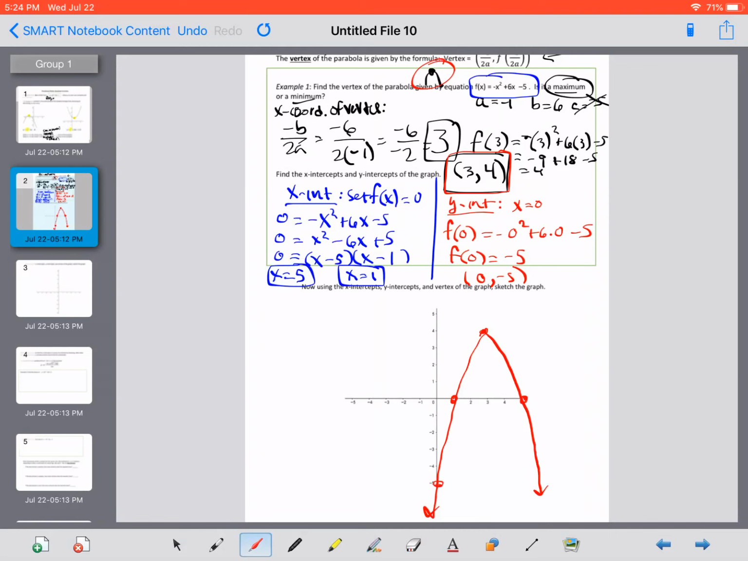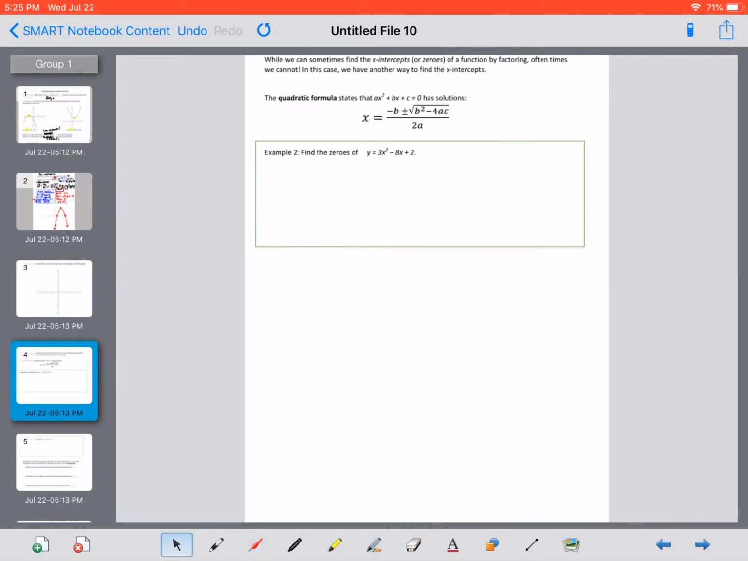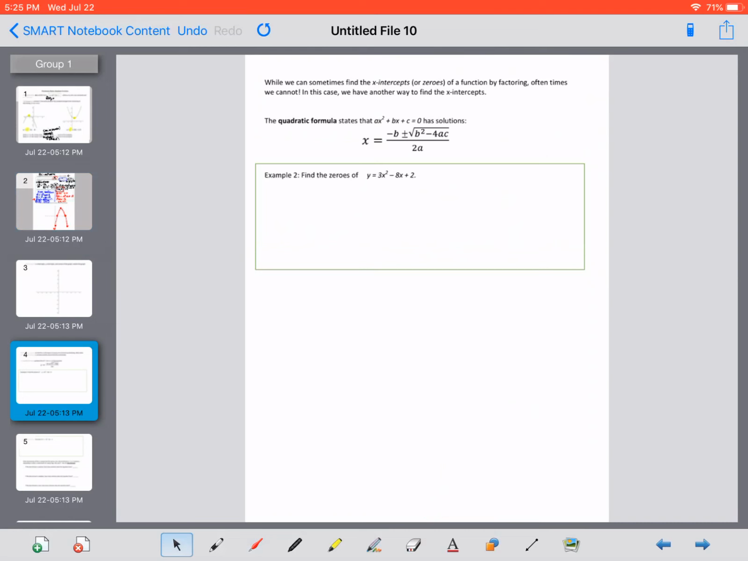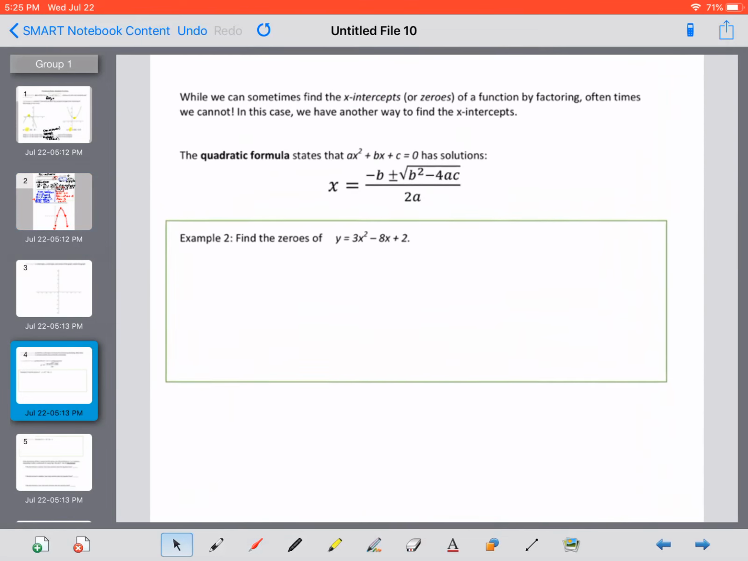Except it's not always so simple to find the x-intercepts, right? The y-intercepts you can always find, but the x-intercepts can be tricky if they don't factor like they did here, right? So what do we do if your quadratic equation doesn't factor nicely and you're trying to find the x-intercepts, you're trying to find the zeros of that function? Well, luckily in that case we have the quadratic formula to help us.